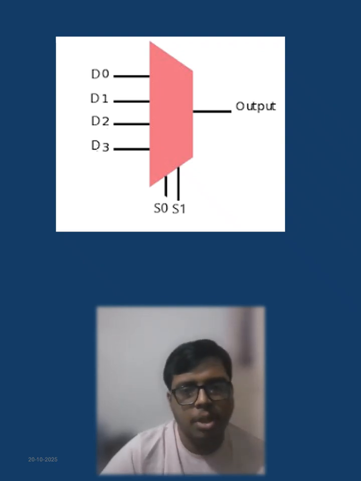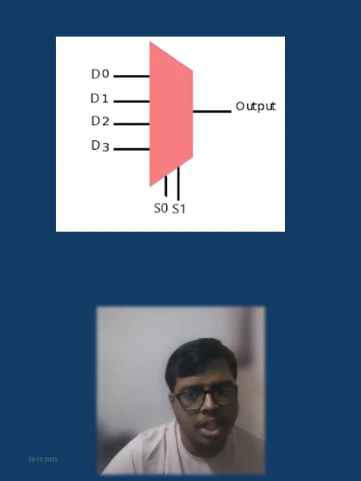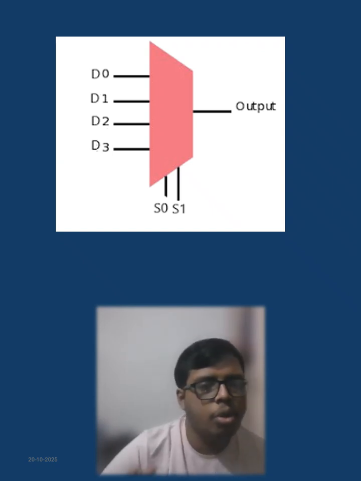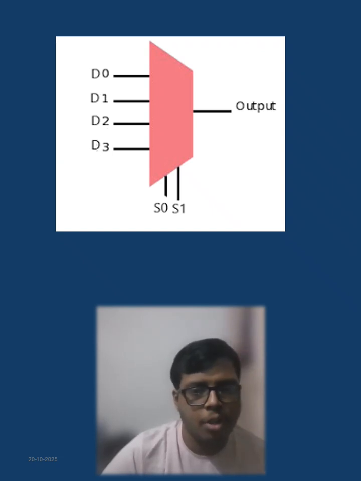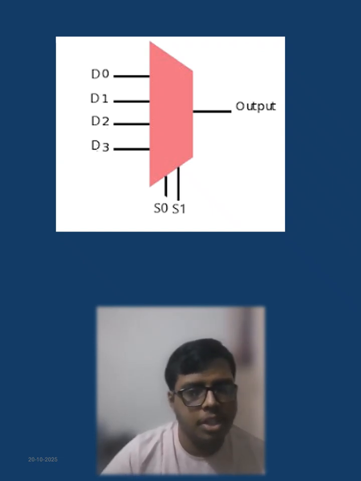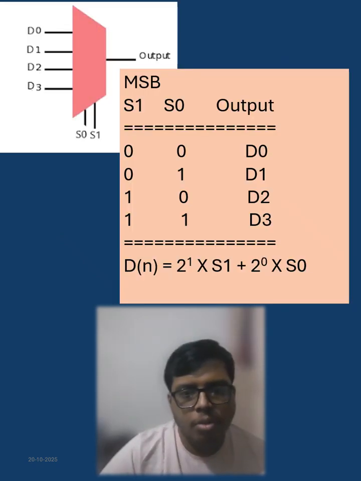How is this happening? Because S0 and S1 are independent selector switches. If we have S0 here, it has two states, on and off. S1 also has two states, on and off. So 2 into 2 into up to n terms, where n is the number of selector switches. Here the number of selector switches is 2, so 2 squared, we have 4 input channels and 1 output channel. Now this is the combination that I have discussed here.